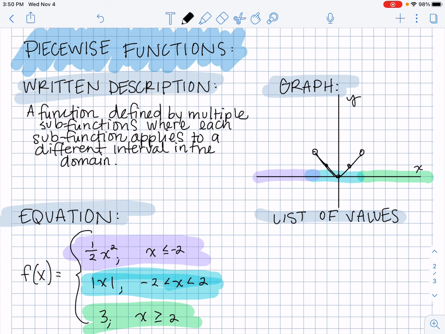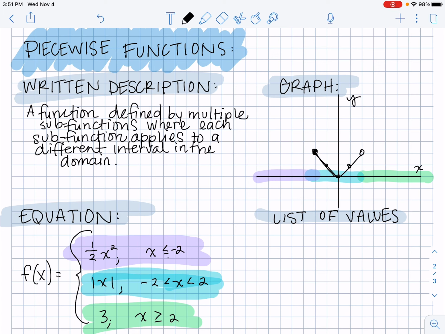The next thing I'm going to do, I'll do the 1/2 x squared when x is less than or equal to -2. So at -2, I'm going to have a point. -2 squared is 4. Half of 4 is 2. Oh, look, I have that point right there. Cool. Just color it in.